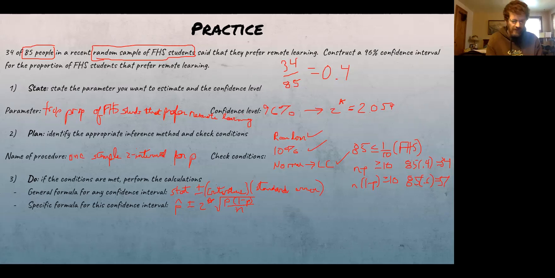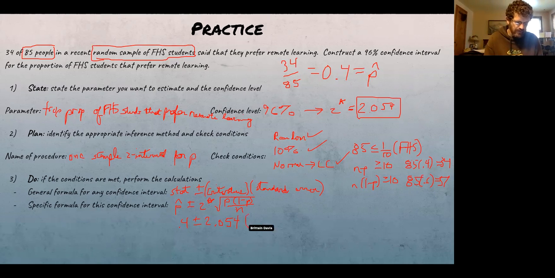I'm going to start plugging in. This right here up at the top is p hat. So it's going to be 0.4 plus or minus my critical value, we already found that right here, 2.054. And remember, on your AP test, you're going to have access to all the critical values you need. On your calculator, you can do that more, but they're not going to give you anything that's not on the formula sheet. So they're not going to give you like a 91% confidence interval.